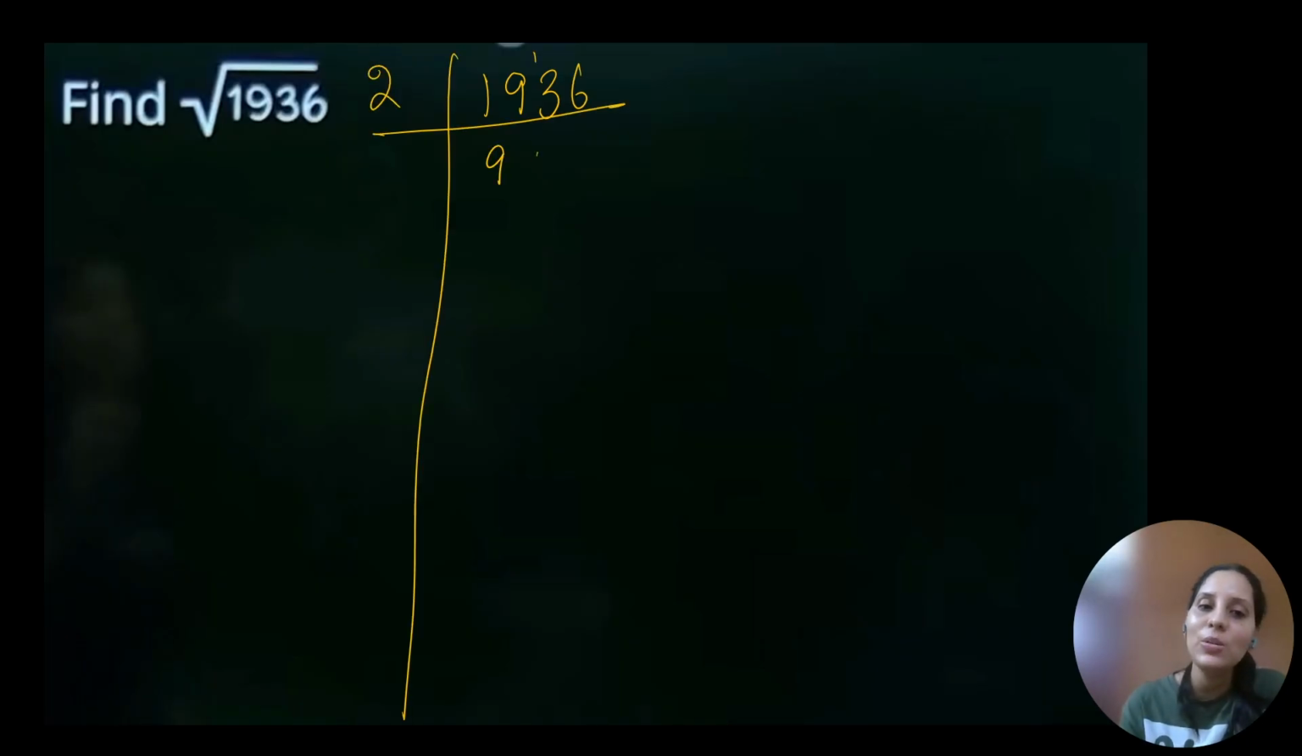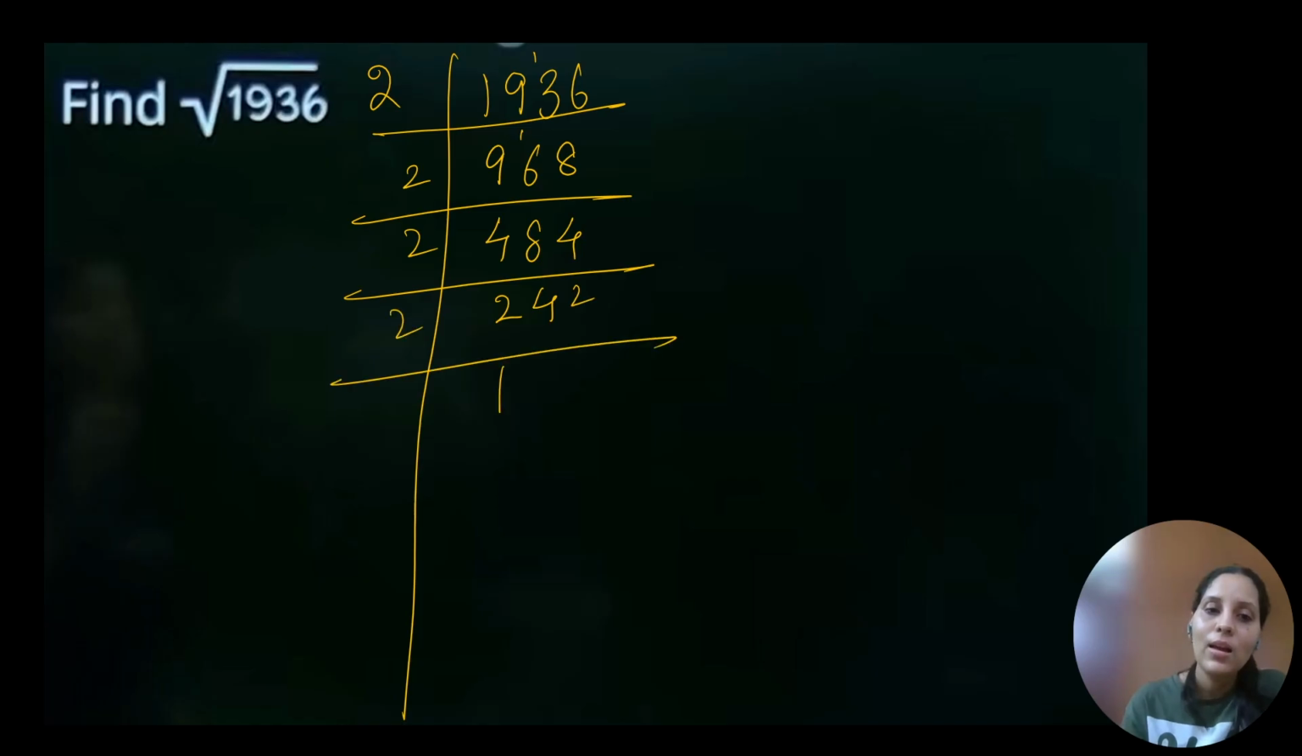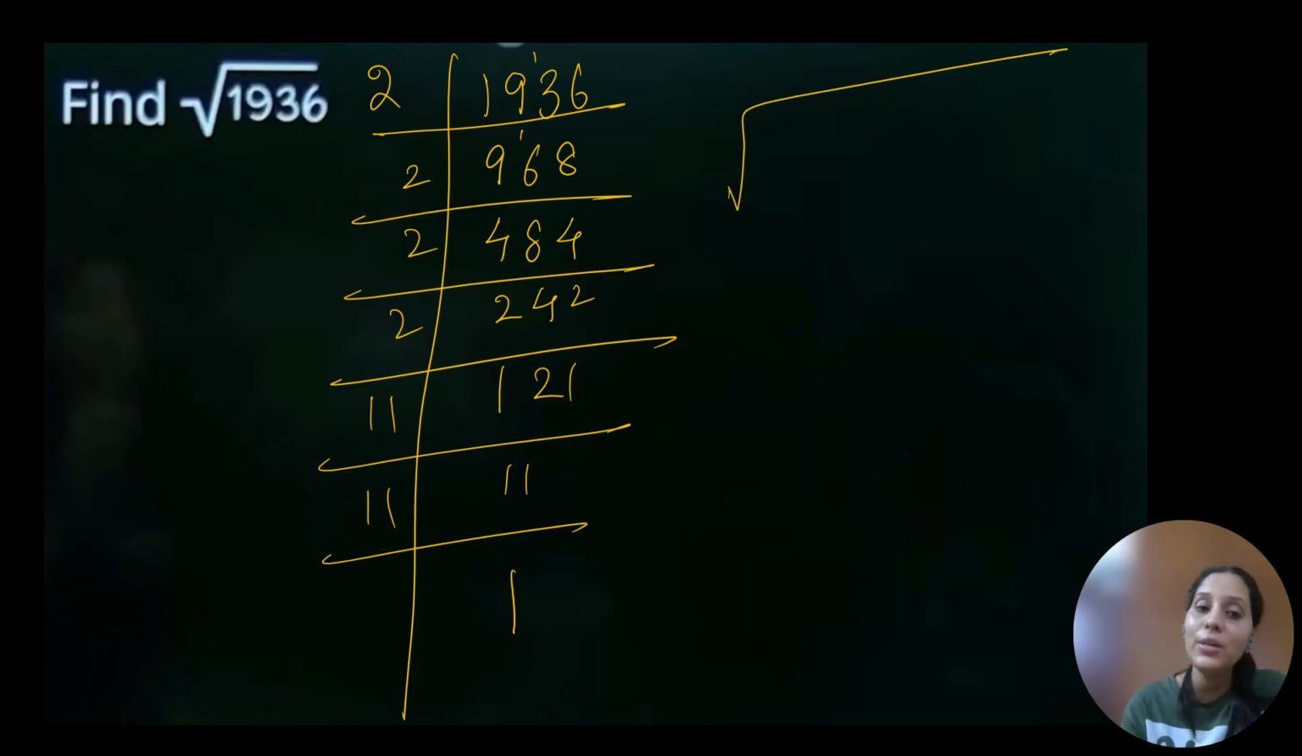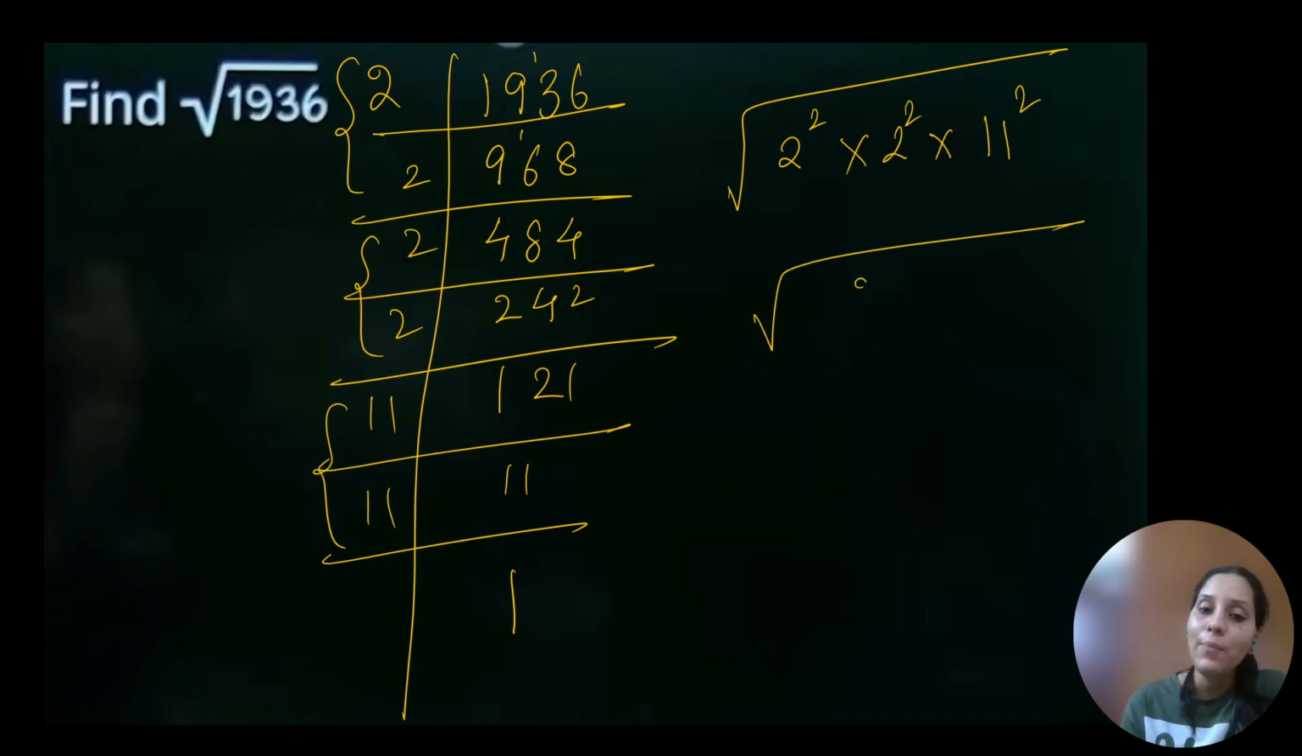2 nines are 18, 2 sixes are 12, 2 eights are 16, 2 fours are 8, 2 twos are 4, 2 ones are 2, 1 2 1. And then 11 elevens are 121, 11 ones are 11. Again, make them into pairs. 2 has its pair, another 2 has its pair, and 11 has its pair. So if every number has its pair, only then it is a perfect square. Only then you can tell it's a perfect square, else it is not.